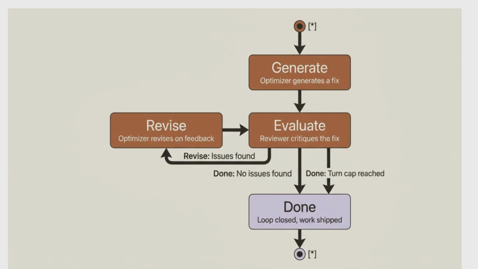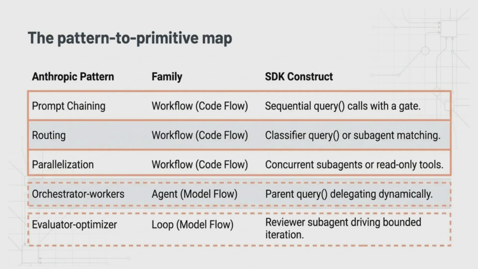Prompt chaining is a workflow built from sequential query calls with a programmatic gate between steps, or expressed as a multi-step skill. Routing is a workflow built from a small classifier call that picks the model or prompt, or from subagent description matching that lets the model route by delegating.